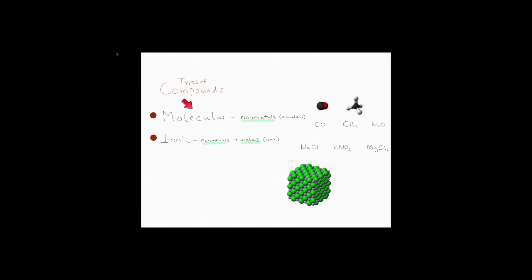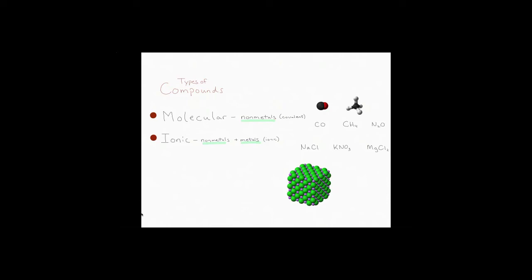Now, molecular compounds form when you have nonmetals react together. So as an example, I've shown 3 here. Here's carbon monoxide, which is made up of carbon and oxygen, methane, carbon and hydrogen, and nitrous oxide, which is N2O, which is shown here, which is nitrogen and oxygen. Now, nonmetals form molecules that are held together by covalent bonds, just like the pure elements, nitrogen and hydrogen and fluorine diatomics, were held together by covalent bonds.